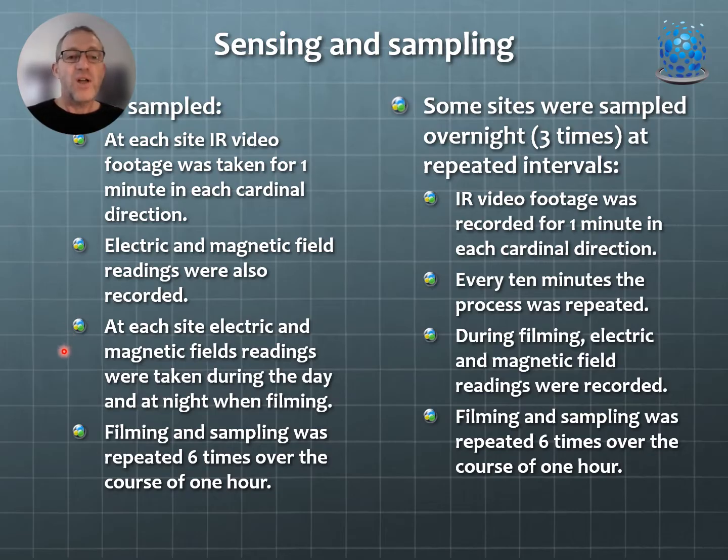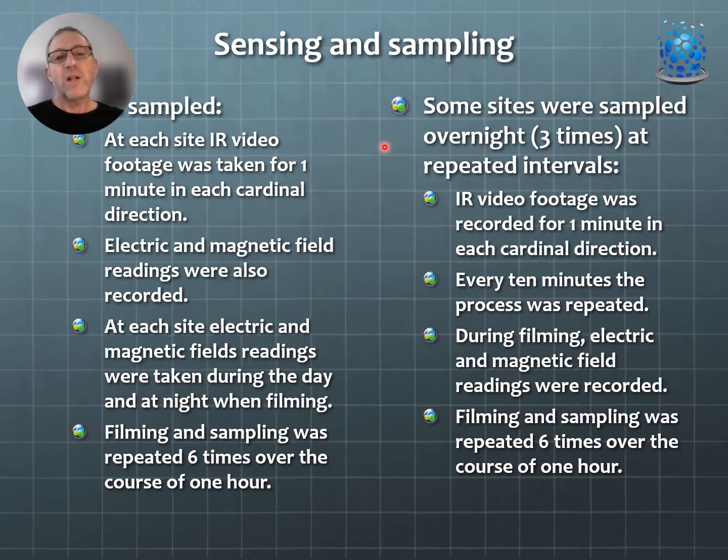Now, at each site, those readings were taken during the day and at night when filming, and then it's repeated 6 times over the course of 1 hour. Now, that gives you your replicates in each cardinal direction. So you do north, south, east, and west at 1 minute intervals for filming. Wait 10 minutes and then repeat it. So in an hour, you're getting six replicates.